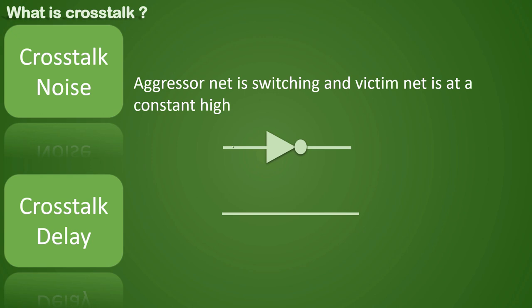There can be a possibility where the aggressor net is switching and the victim net is at a logic high, which means it is at a constant logic 1 level. Let us say it is switching from 0 to 1 here, so the output of the inverter will switch from 1 to 0, and then there is this mutual capacitance being developed, which is CM.